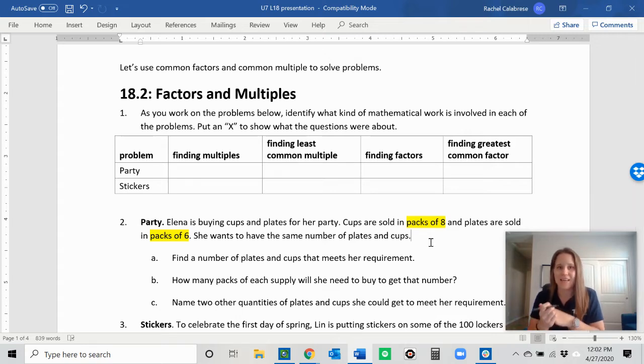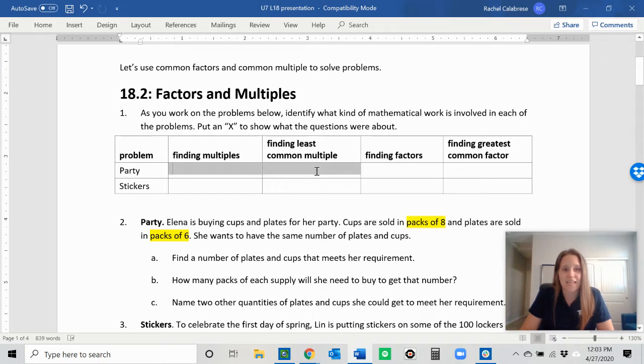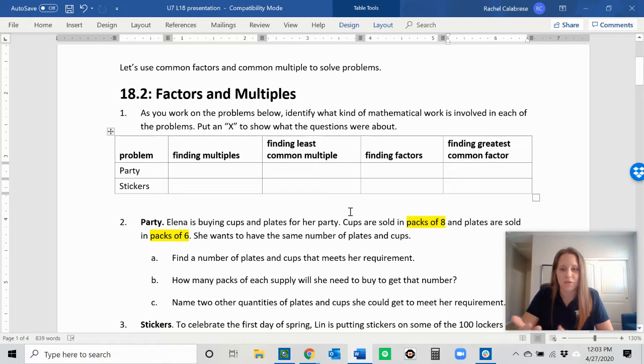All right, go ahead and predict now. Do you think we are going to be finding multiples? Remember that skip counting. Do you think we're going to find the least common multiple? Do you think we're going to find factors? So are we dividing these numbers up into their factors? Or are we going to find the greatest common factor? So the greatest number that could divide both amounts evenly. Go ahead and put an X in the boxes or box where you think that indicates what you think we're going to be solving in this problem.